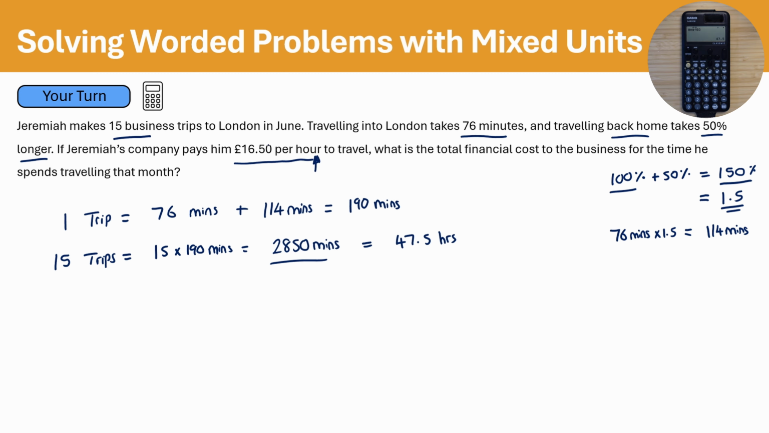His company pays him £16.50 per hour, so we want to do the 47.5 hours multiplied by 16.50, and that's going to be the total cost. So we'll say the total cost is equal to the cost for every 1 hour it costs the company, so that's 16.50, and then multiplied by how many hours he travels for, which is 47.5. So do your answer already stored as 47.5, multiply that by 16.5, and that gives you this answer, which is £783.75. And that's the final answer to that one.